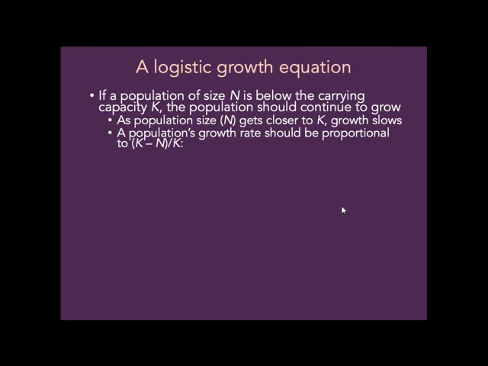Okay, let's talk about logistic growth. Before this, we were talking about exponential growth. Exponential growth is the kind of growth that happens when there is not a problem with the density of other individuals that interferes with the population's growth.